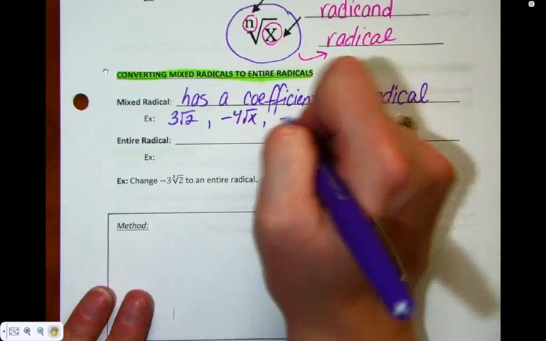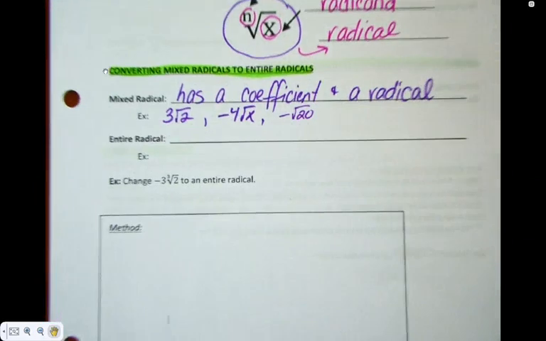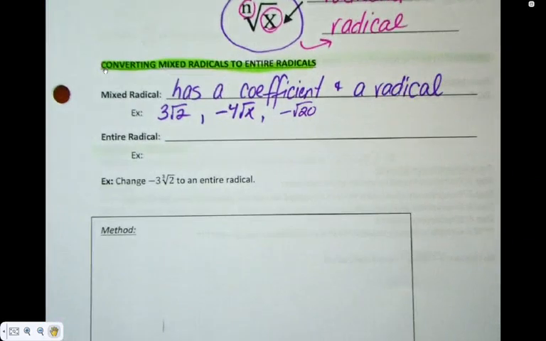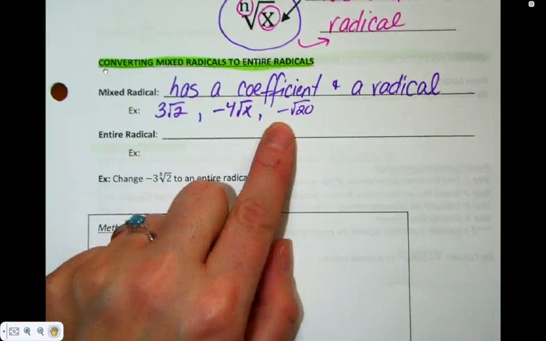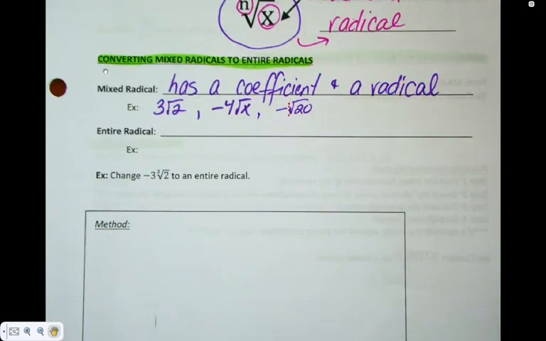Another could be negative radical 20. Whoa, hold up now. What's the coefficient there? There's no number in front. What is going on? Yeah, so we know there's a little imaginary negative 1 in there that we don't see, but we know it's there. Those are all called mixed radicals because it has the two pieces.